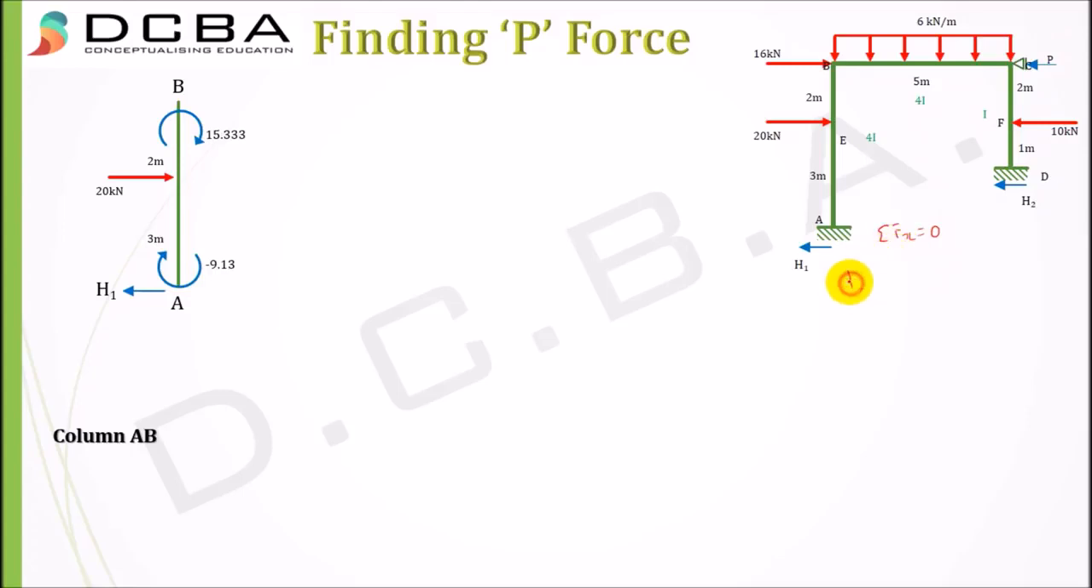It will be H1 plus H2 plus P plus 10 is equal to 16 plus 20, isn't it? So if by any way I can find this H1 and H2, I'll basically be able to find the P, right? And that is what we need to find. So for finding this H1 and H2, we are drawing this free body diagram of column AB. From column AB, I'll get H1, and from column CD, I'll get H2, right?